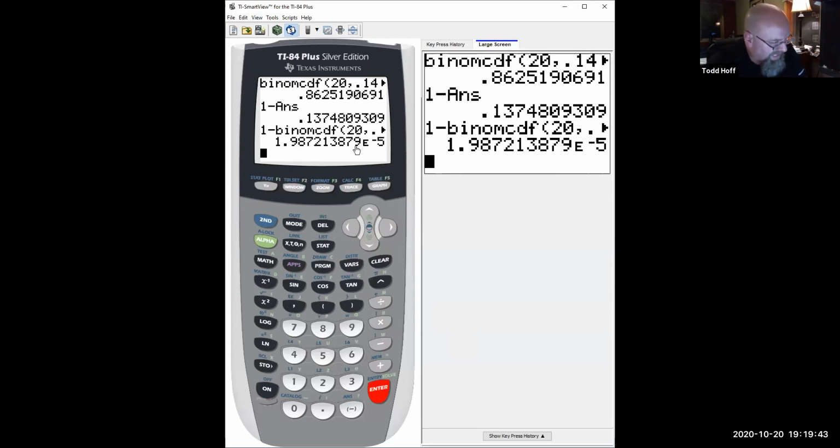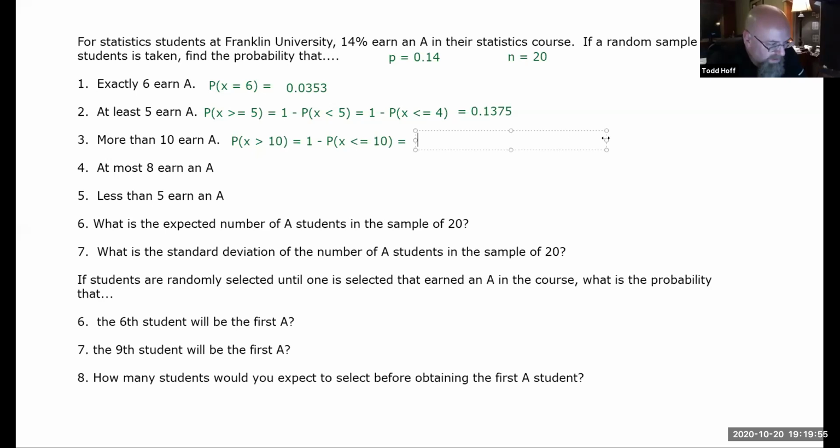We get, now I'm glad we did this one. So this gives us that scientific notation I was mentioning. This is 1.987 E negative 5. What does that mean? Well, that means 1.987 times 10 to the power of negative 5. In other words, we move the decimal point 5 spots to the left. So it's 0.00001987.